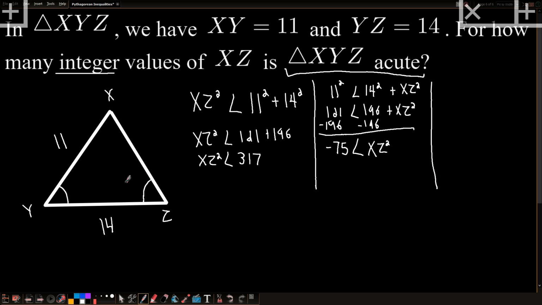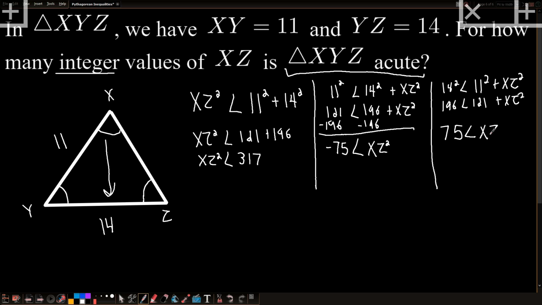Now we have one more situation we need to take care of. We need angle X to be acute as well, which means that the side opposite to X, the 14 squared, must be strictly less than 11 squared plus XZ squared. And we have 196 is less than 121 plus XZ squared, which implies that 75 is less than XZ squared.